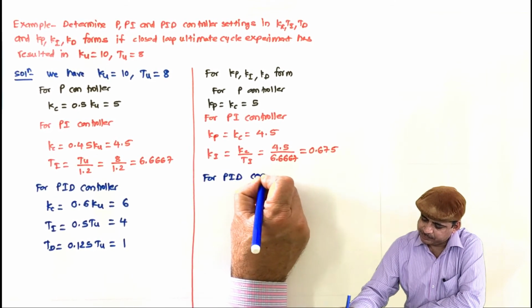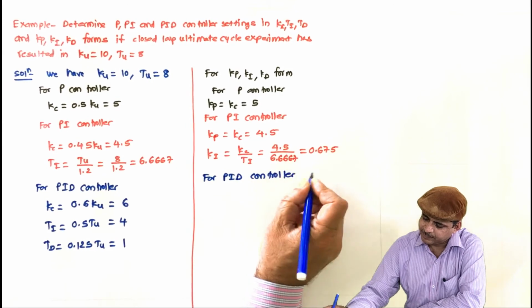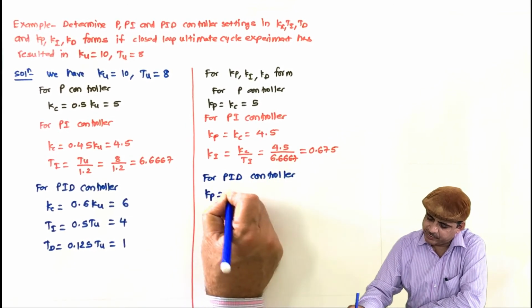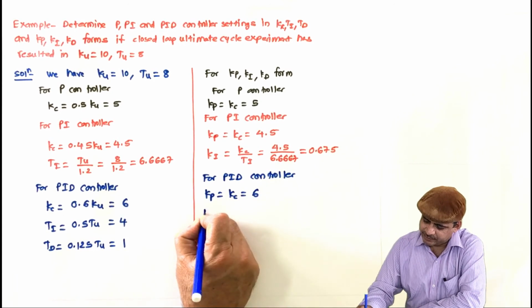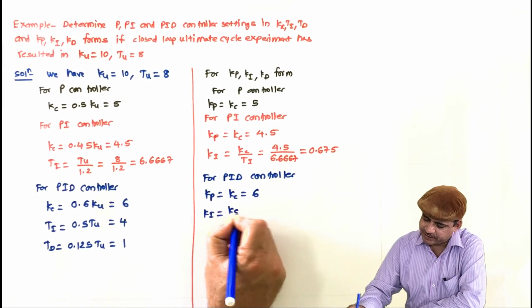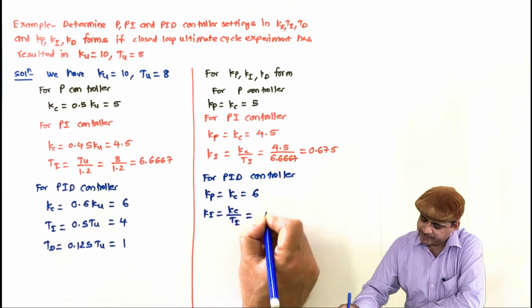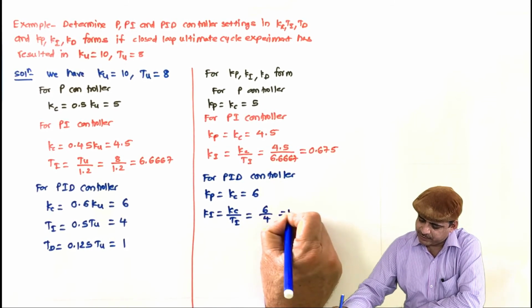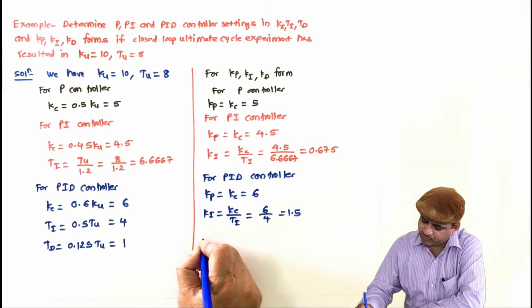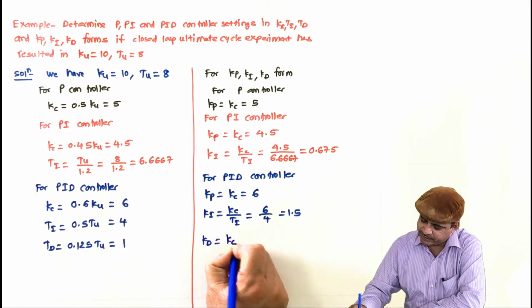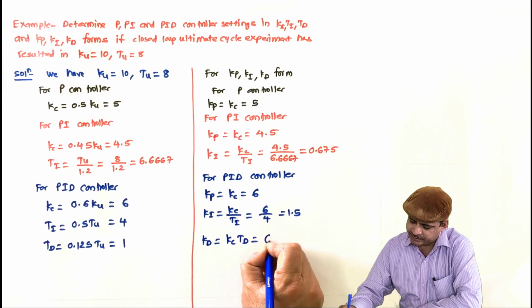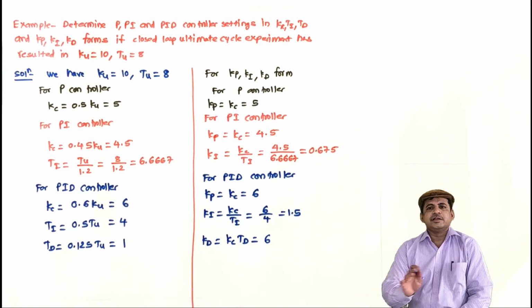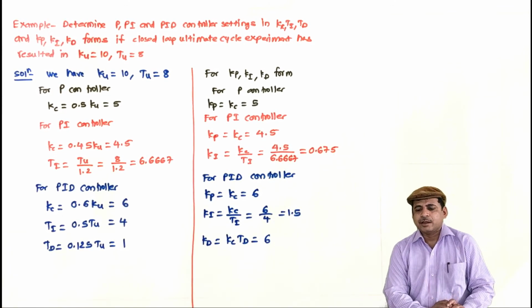And for PID controller, Kp is equal to Kc is equal to 6, Ki is equal to Kc by Ti is equal to 6 by 4, that is 1.5, and Kd is equal to Kc Td is equal to 6. So the PID control design is over.